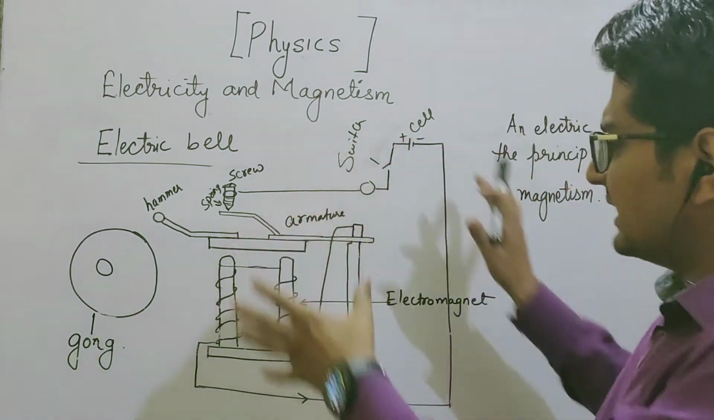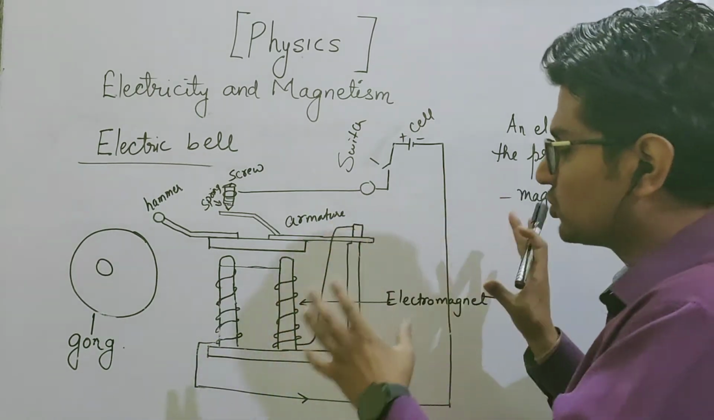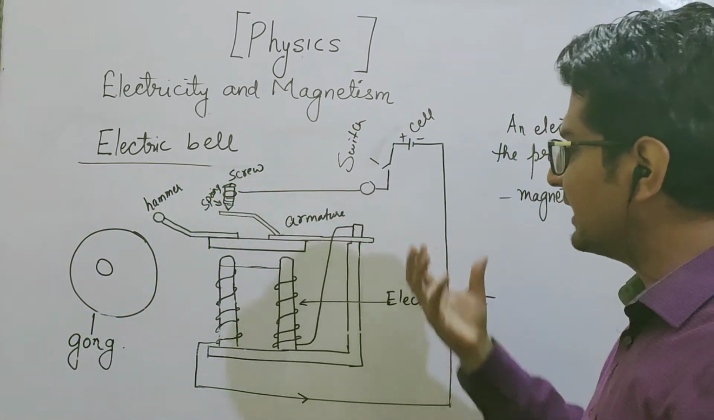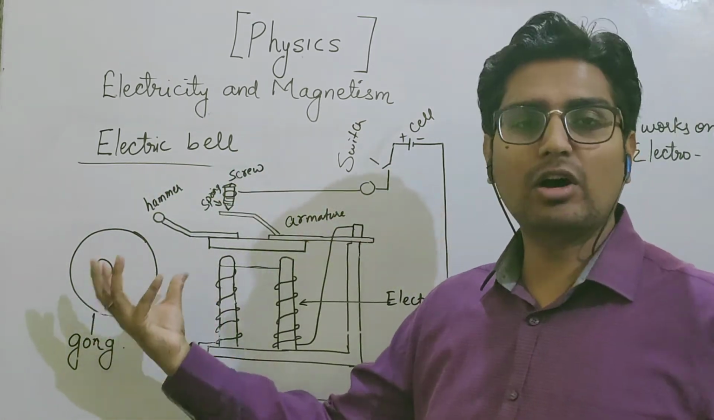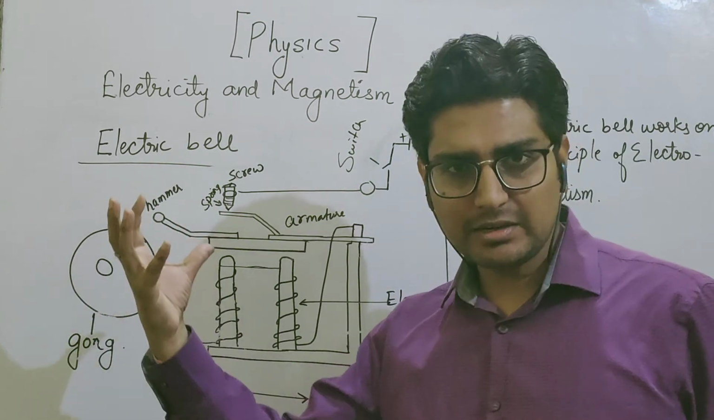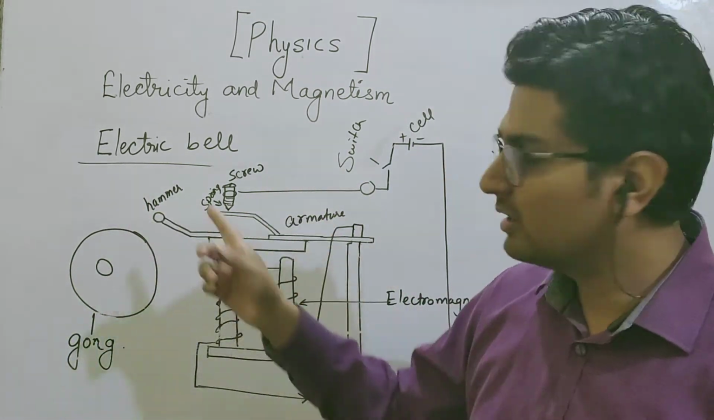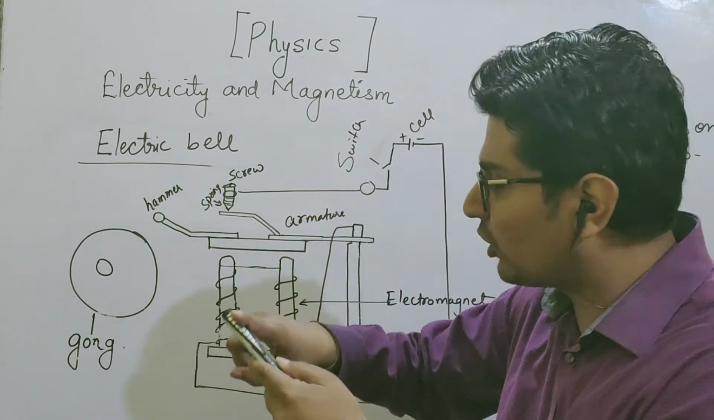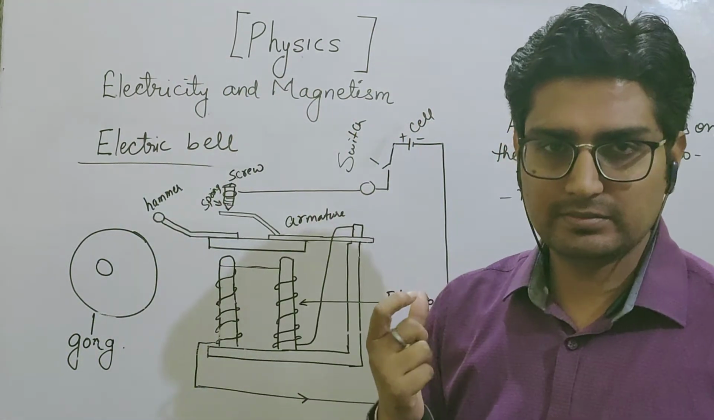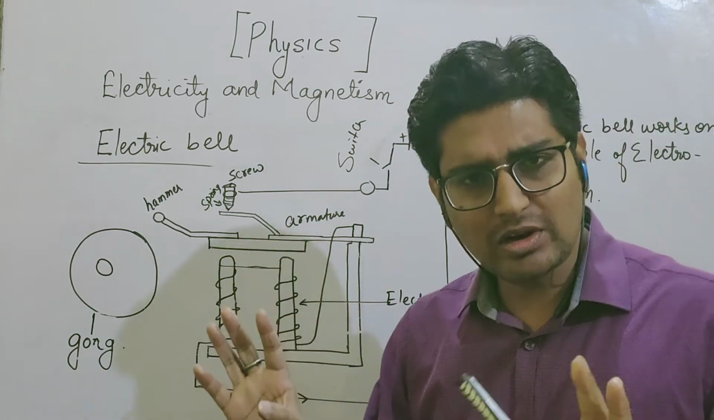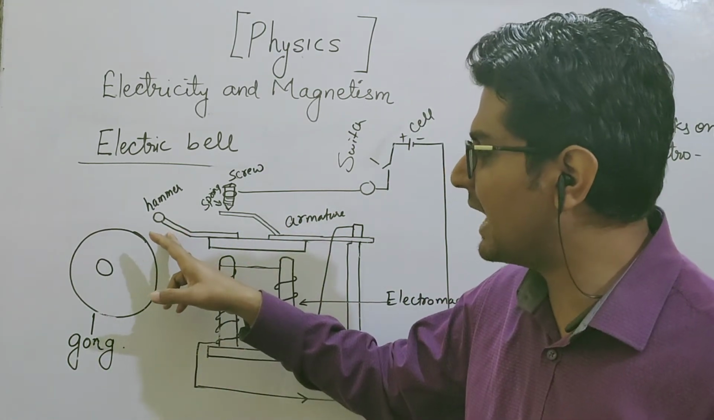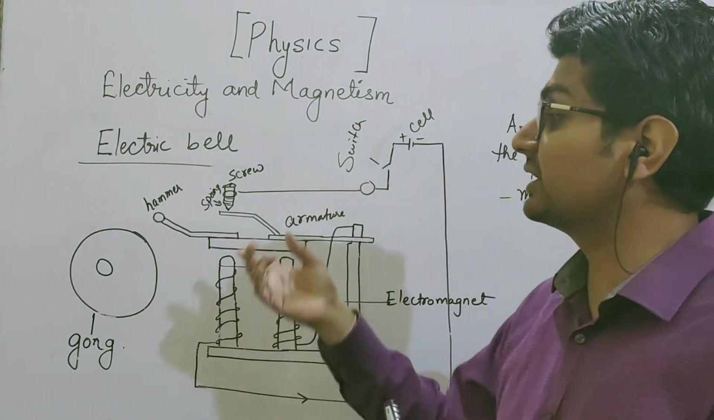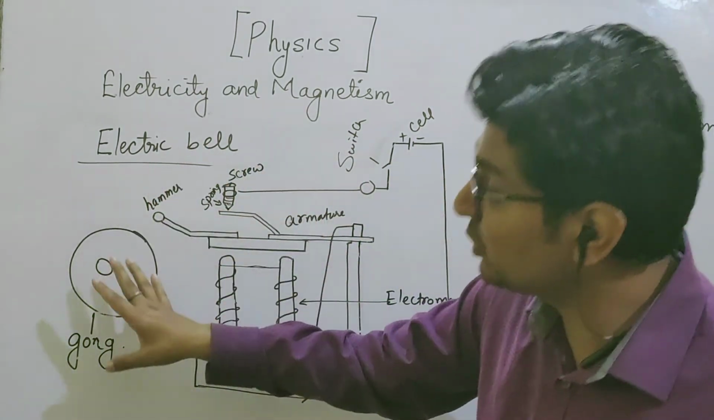Before that, this is a diagram of an electric bell, which consists of different components, different parts. It consists of a gong, which is made of metal, and a hammer. Whenever this hammer hits the gong, the sound is produced. So sound is produced from here whenever the hammer hits the gong. But the whole thing happens with the help of electricity.